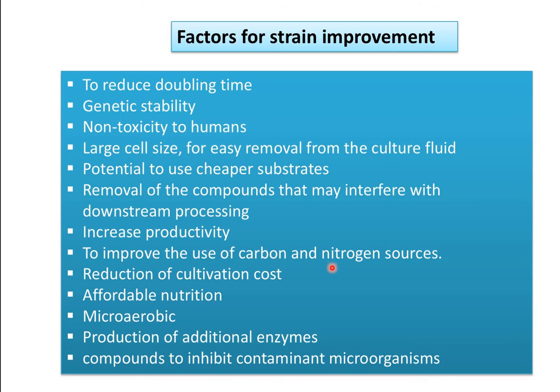Then to improve the use of carbon and nitrogen sources, which are used as their energy sources. Reduction of cultivation cost. Reduction of cultivation cost means we are talking about its growth, about its fermentation, so that should be reduced. Then affordable nutrition means the kind of nutrition they are going to take to further form the products. So that nutrition should be affordable, means it should be economical.